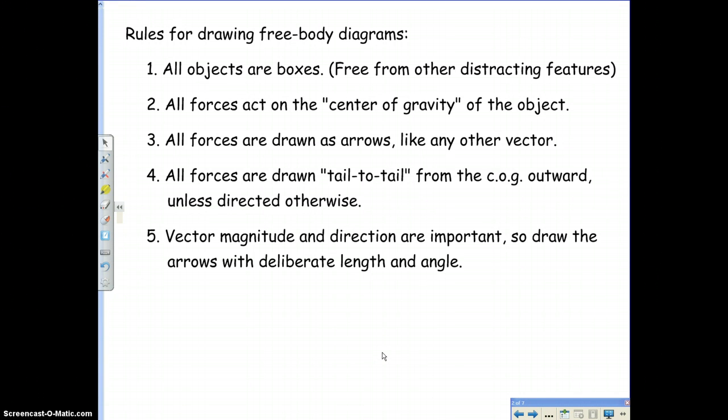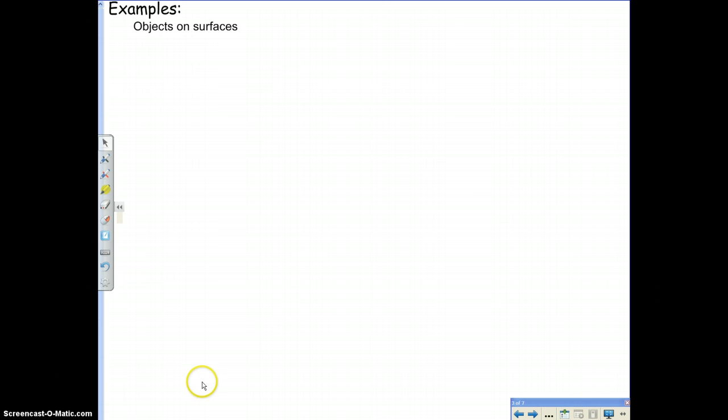When we do this, there are specific rules that we follow. We're going to draw all objects as boxes. We're going to put a dot in the middle for the center of gravity. We're going to draw arrows like any other vector. The arrows represent the forces, except we're going to draw them tail to tail coming from the center of gravity, a point in the middle of the object, rather than head to tail like we've done so much with other vectors. And the length and the direction that we draw them are important. So you want to make sure that you draw the arrows relatively long if the magnitude of the force is great, and shorter if it's not. So here's a few examples. I'm going to draw them on my board.